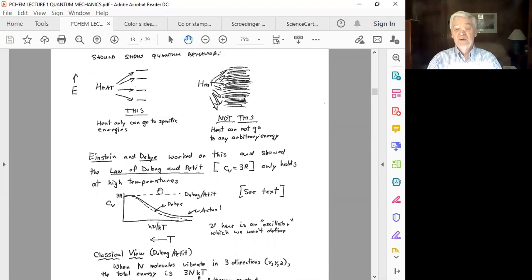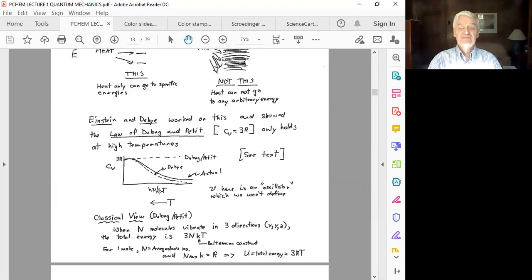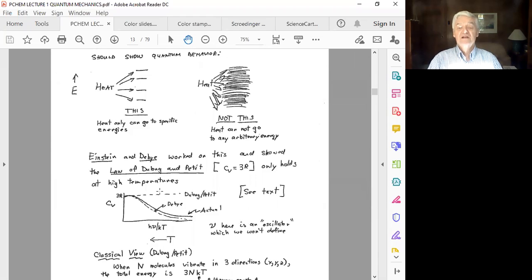So when people studied heat capacities for years and years, and maybe you're still using this in chemical engineering, the law of Dulong and Petit was used. And this works most of the time.